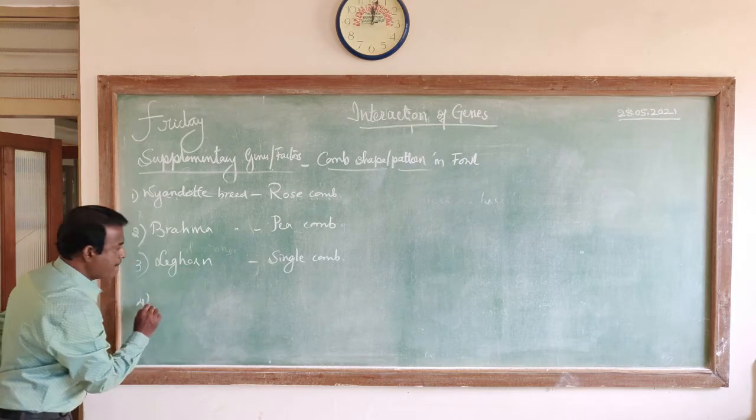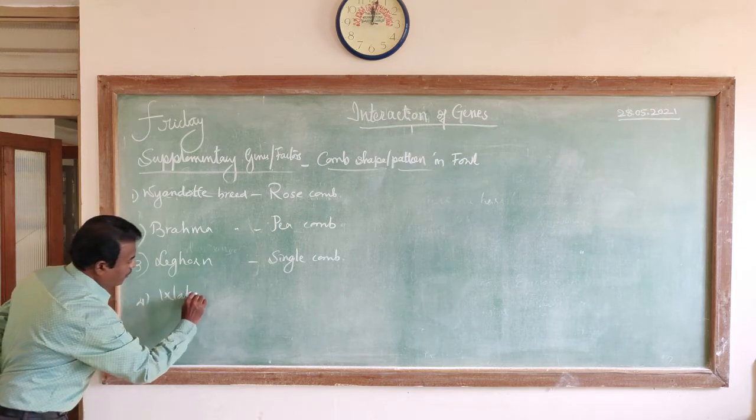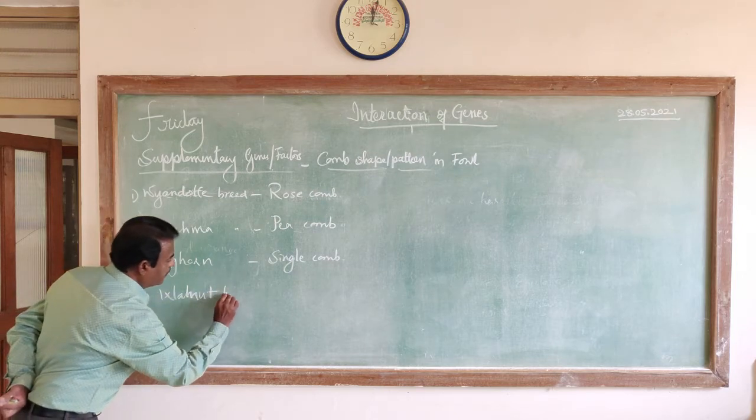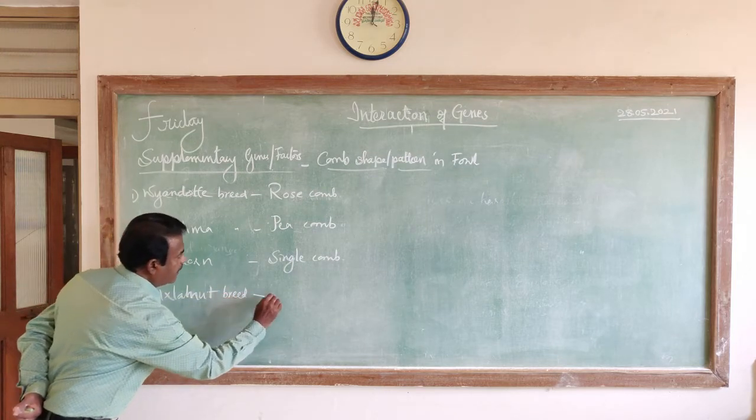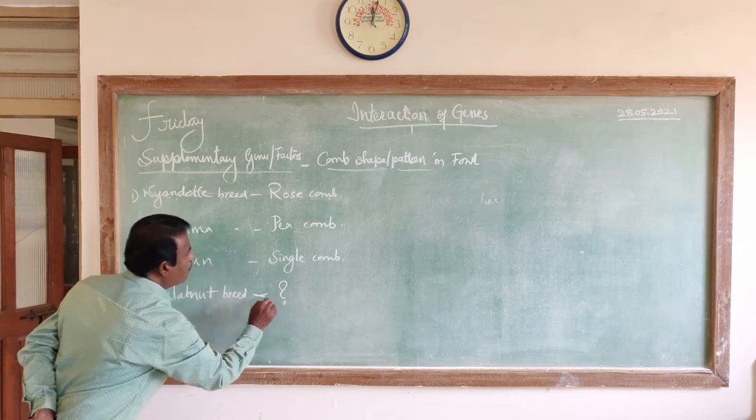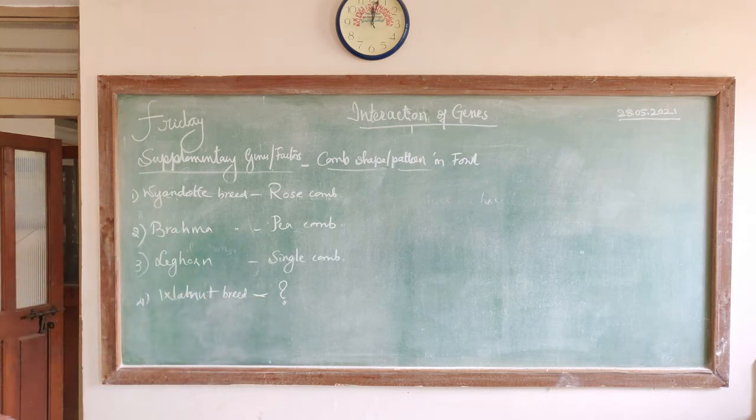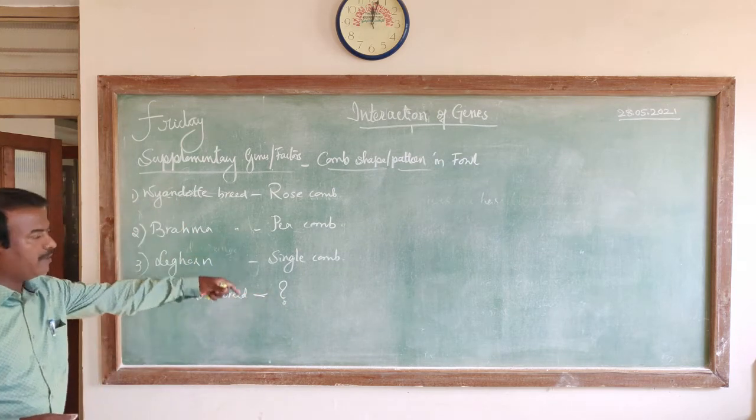There is one more breed I write, but I will write a question mark before it. That is walnut breed. In this case, the type of comb pattern is now in question. We will answer it by solving this.